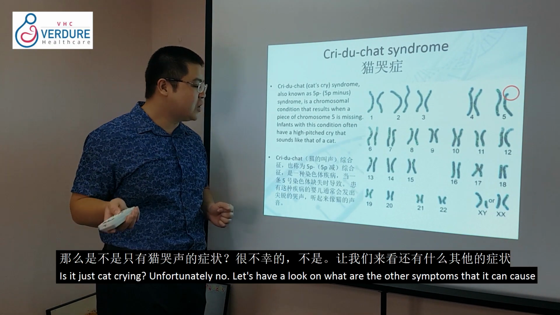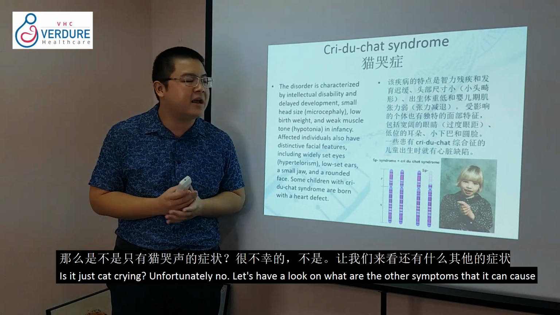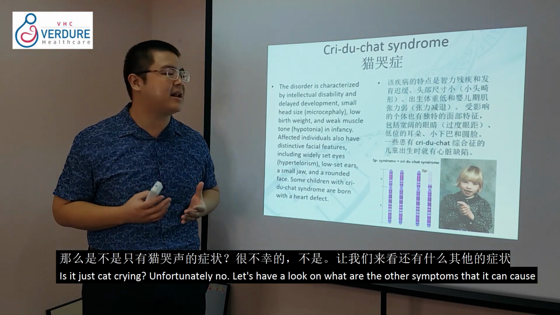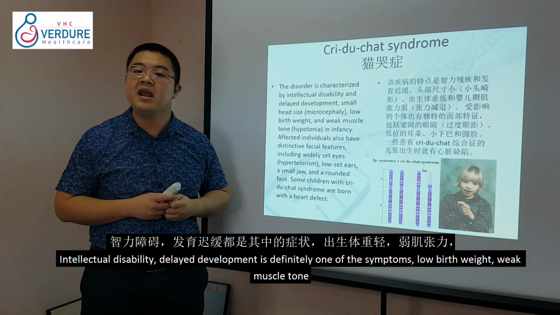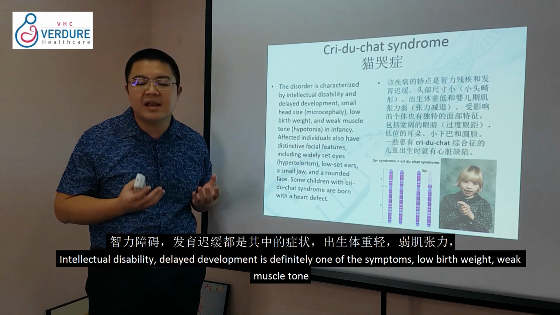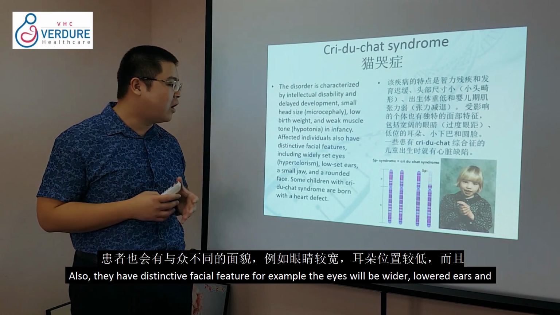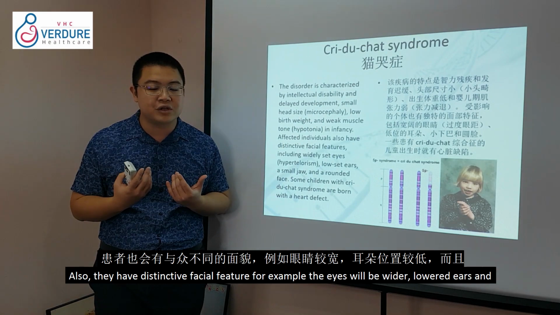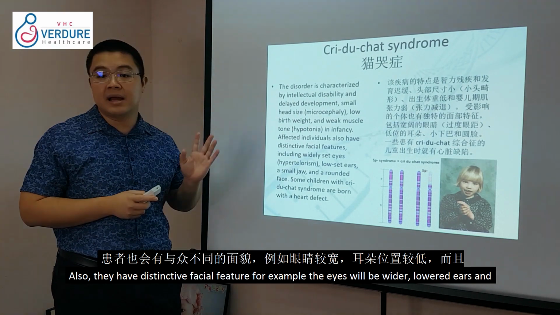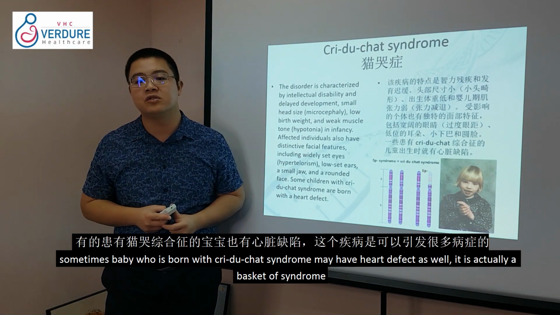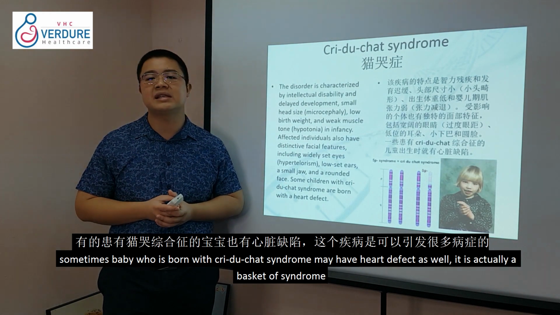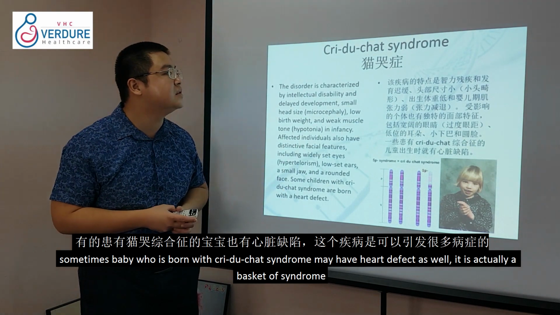So straight away, when you use this technology, you'll be able to see some abnormalities. Right, so is it just cats crying? Unfortunately, no. Let's have a look at what other things it can have. Intellectual disability and delayed development are definitely among the symptoms. Low birth weight, weak muscle tone, and they also have very distinctive facial features. For example, the eyes will be a bit wider, and lower ears. Sometimes babies born with Cri du chat syndrome might have heart defects as well. So it is actually a basket of syndromes.